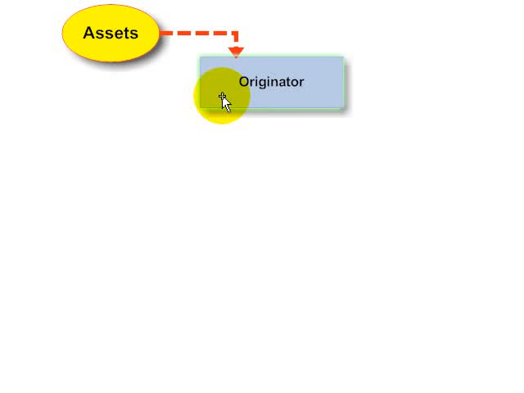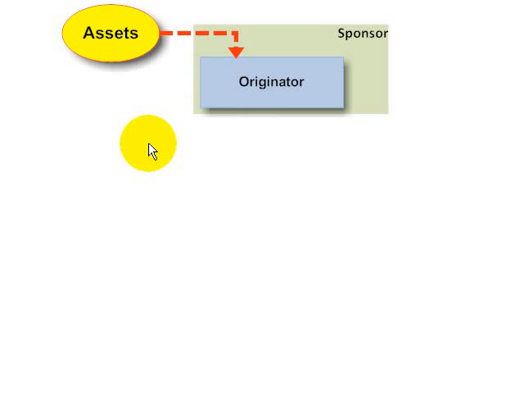And the originator may have several motives for entering into the securitization, but the two most common are, first, the originator wants to convert relatively illiquid credit-sensitive assets into cash. That is to say, to monetize these credit-sensitive assets. A second primary motive is to remove these credit-sensitive assets from the originator's balance sheet.